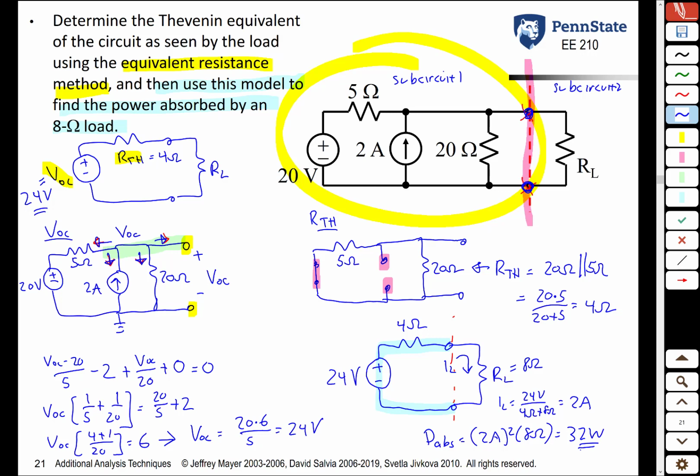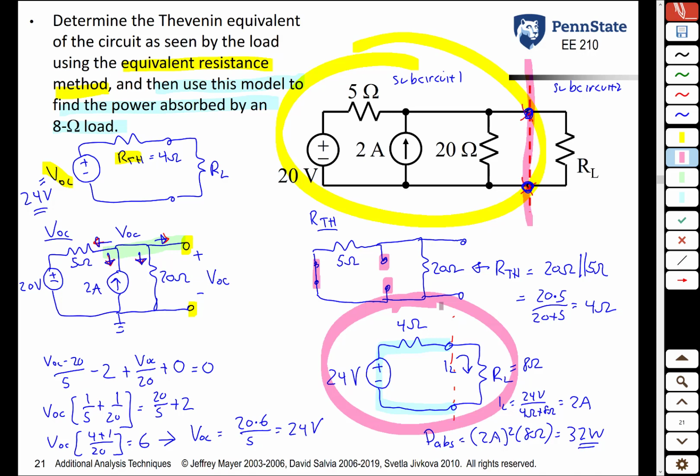What really makes this useful is, what if after doing this for 8 ohms we decide we want to find the power absorbed by a 10 ohm resistor or a 20 ohm resistor or a 100 ohm resistor? All you need to do is go back to the simplified circuit here and just replace RL by 10 ohms, 20 ohms, 100 ohms, whatever.